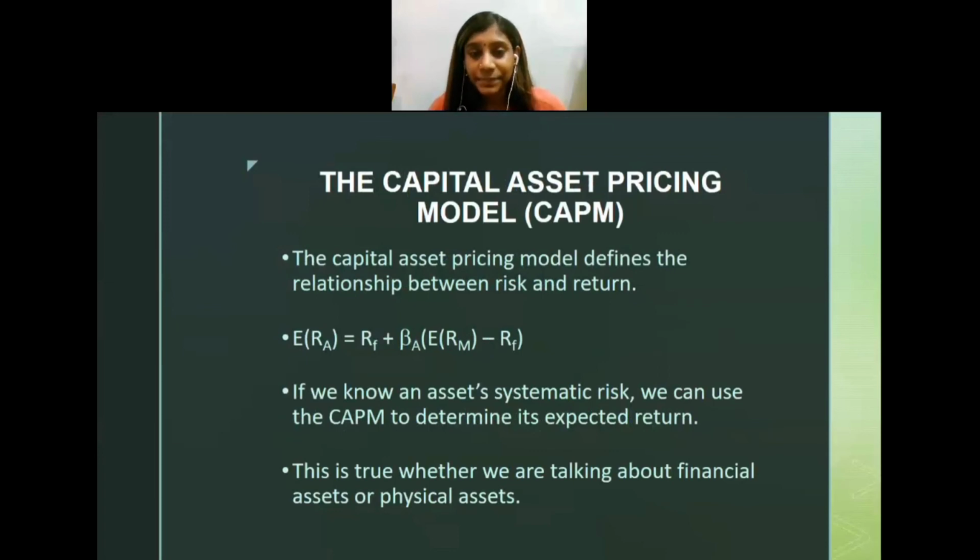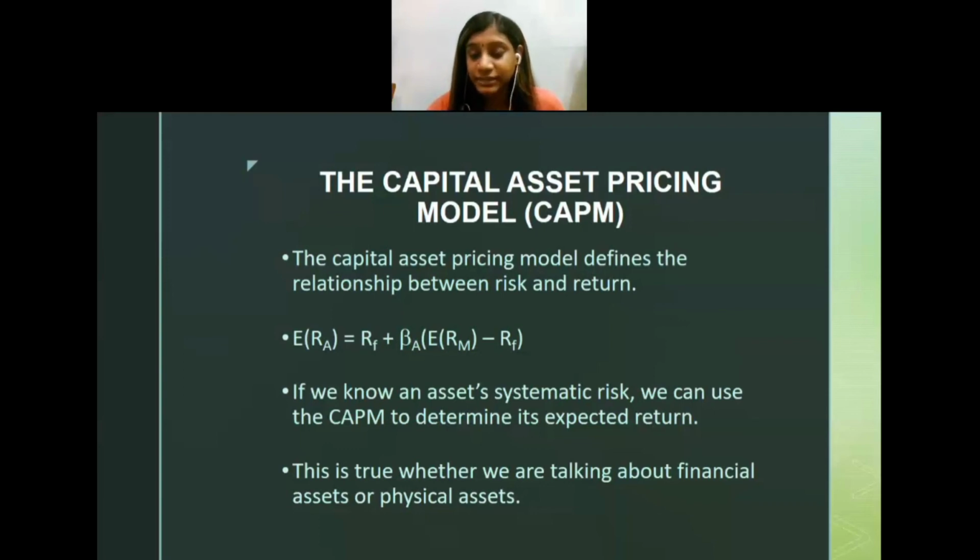The capital asset pricing model, also known as CAPM, defines the relationship between risk and return, and also determines the expected returns on capital investment. If we know an asset's systematic risk, we can use the capital asset pricing model to determine its expected return, or its required return. We use beta to measure the systematic risk.